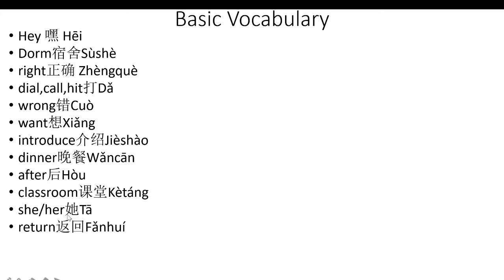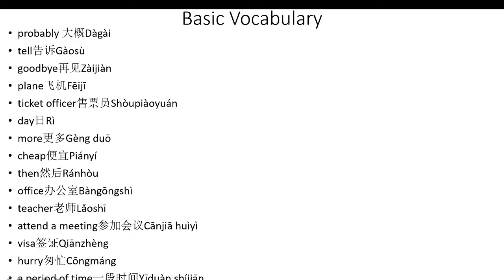Ta is she or her. Fan hui is return. Ta gai is probably. Gao su is tell. Zai jian, goodbye. Fei ji, plane. Shou piao yuan, ticket officer. Ri is day. Gang duo is more. Tian yi is cheap. Ran ho is then.